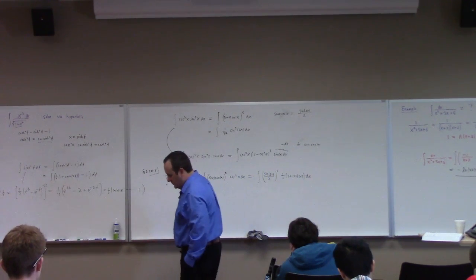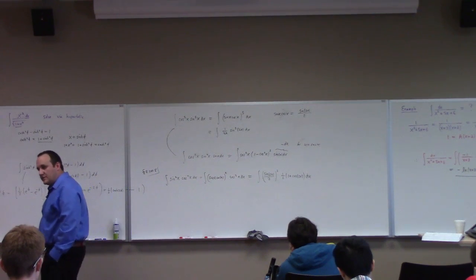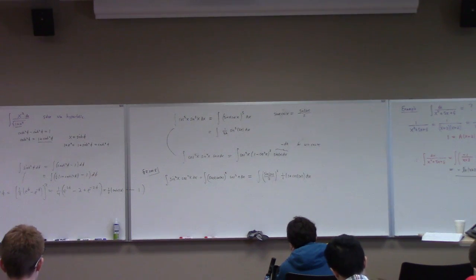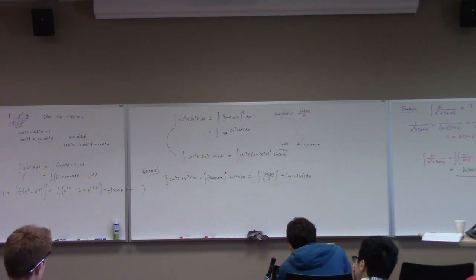So if you distribute that out, you've got an integral of sine squared, which you can do, and you've got an integral of sine squared times cosine, which you can do.